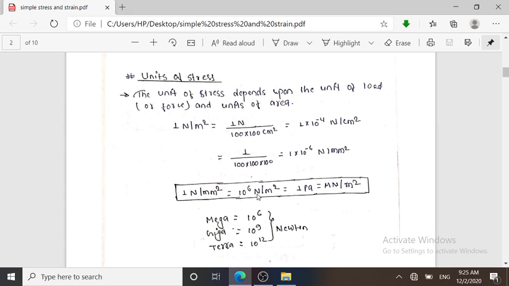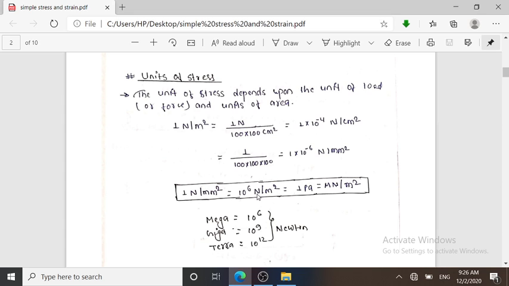So if you convert it into centimeter square, 1 Newton per centimeter square, then 1 Newton here, per means divide, and 1 meter square if you change into centimeter square, then there is a multiplication of 1000 into 1000 because meter square to centimeter square. Then 1 divided by 1000 into 1000 equals 1 into 10 to the power minus 4 Newton per centimeter square. Similarly in mm square, 1 into 10 to the power 6 mm square. So from the above calculations we can conclude that 1 Newton per mm square is equal to 10 to the power 6 Newton per meter square, which is also equal to 1 Pascal, or it is also termed as 1 mega Newton per meter square.